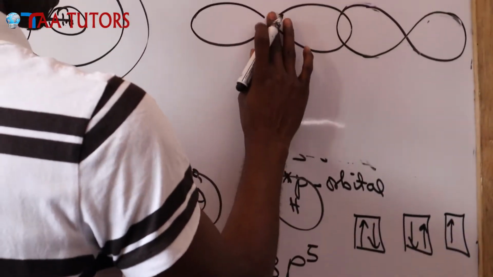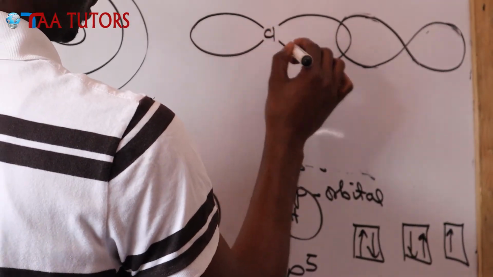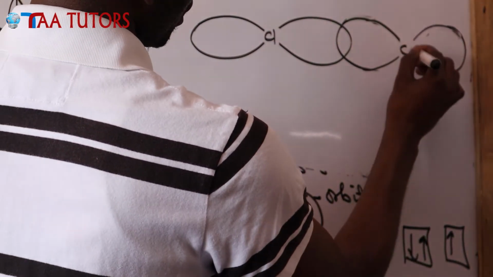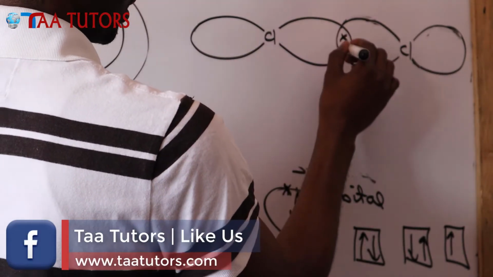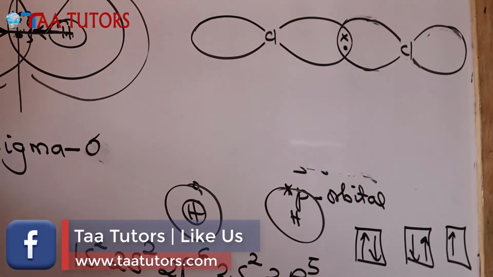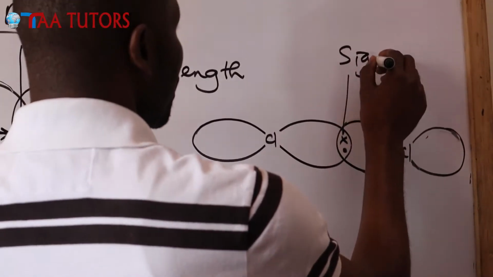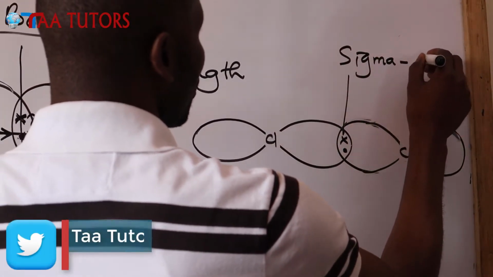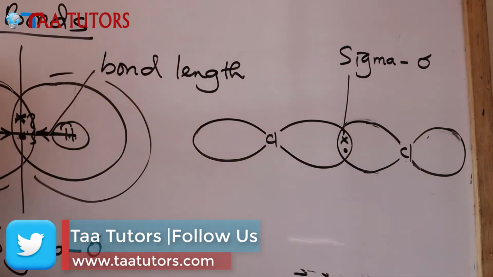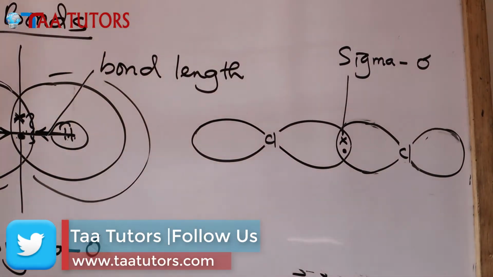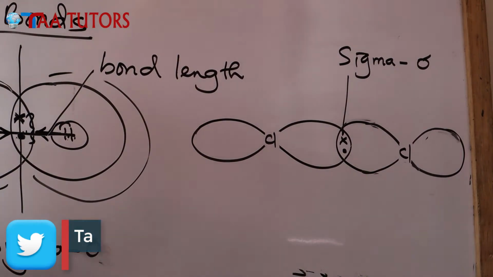So in this case, this is one chlorine atom, this is another chlorine atom. This is where the bond is, the single bond. This is another sigma bond. So what we are seeing today is that sigma bonds can exist in three types.